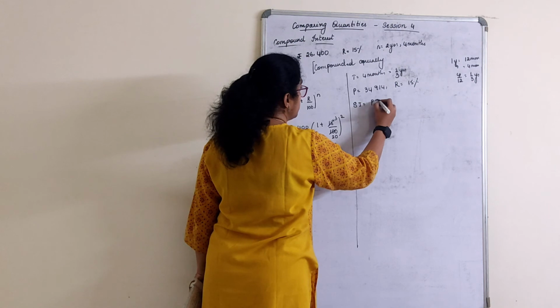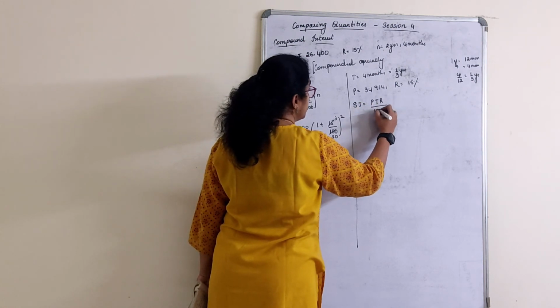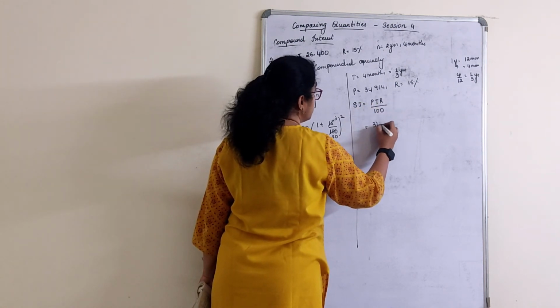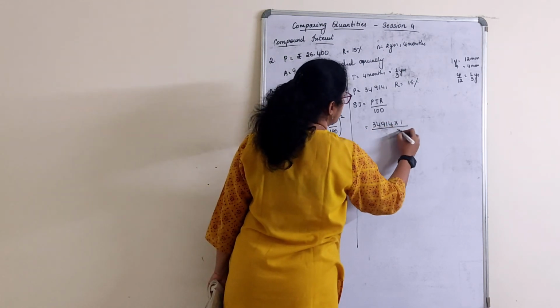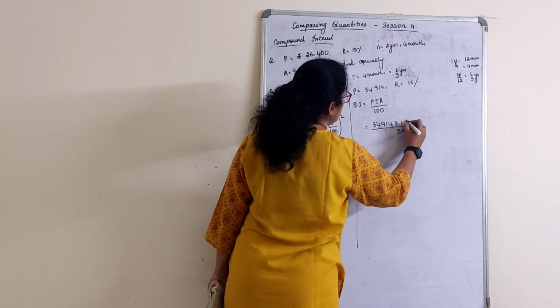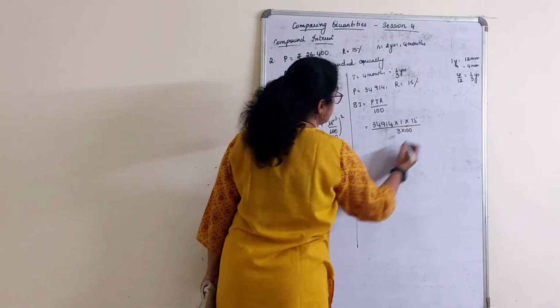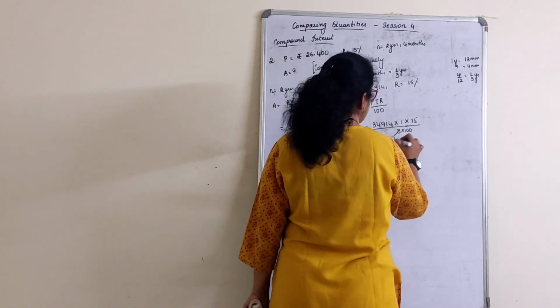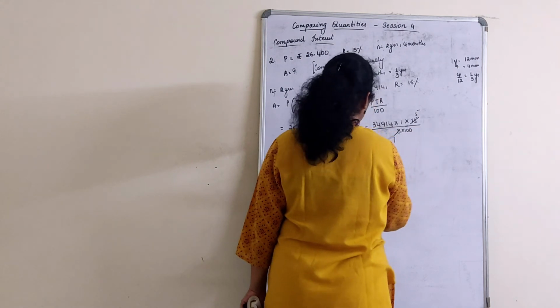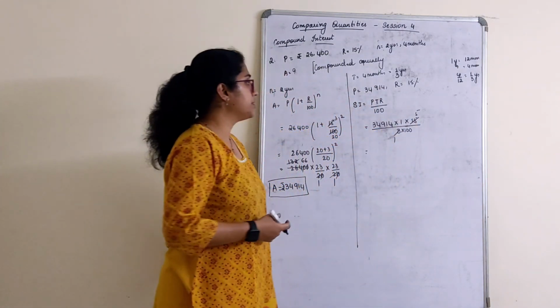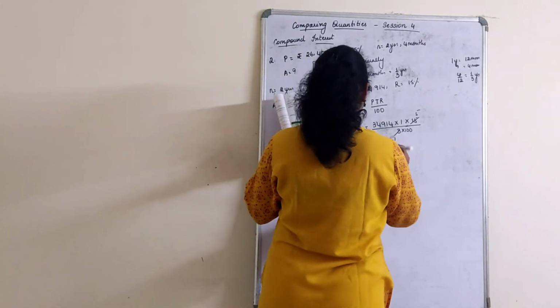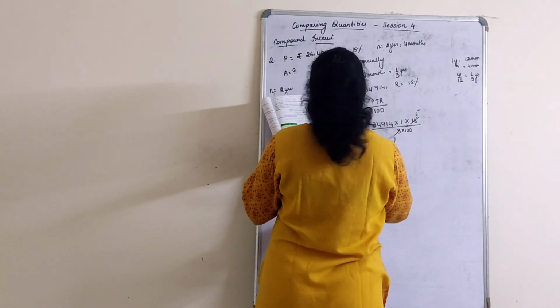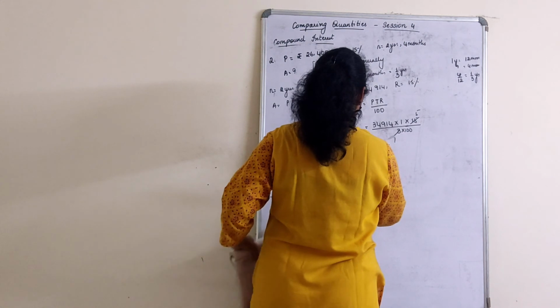Simple interest is equal to PTR by 100. 34,914 into 1 by 3 into 15 by 100. So 3 ones are 3, 5 threes are 15. Keep the decimal, only multiply, because it will be easy for just shifting the decimal. So the simple interest amount will be rupees 1,745.